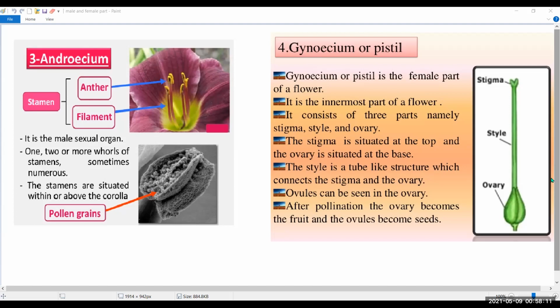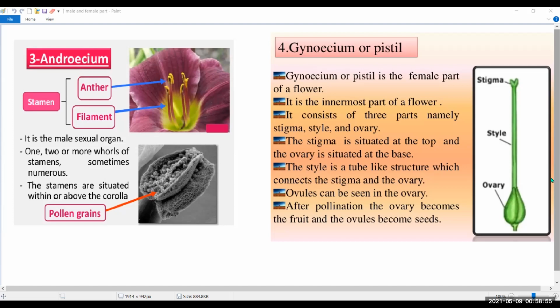Now, the innermost whorl of the flower is gynoecium, which is the female reproductive part, and it is formed of pistil or carpel. The pistil has further three parts: stigma, style, and ovary. Stigma is situated at the top of style. It is sticky to trap pollen grains brought by pollination.